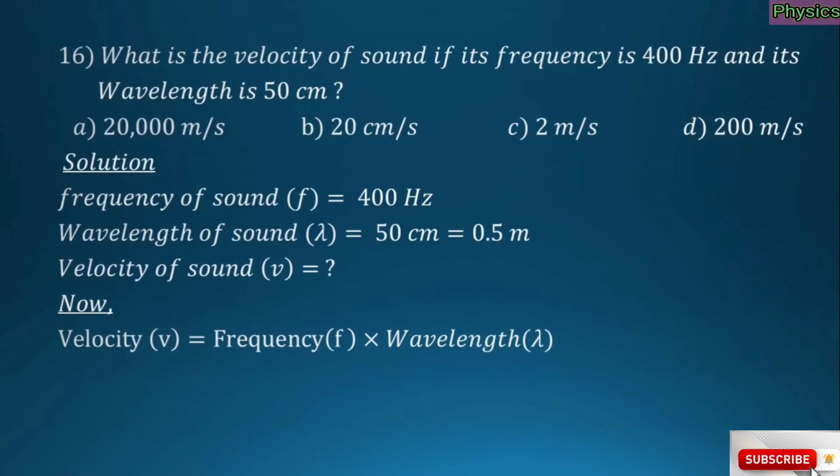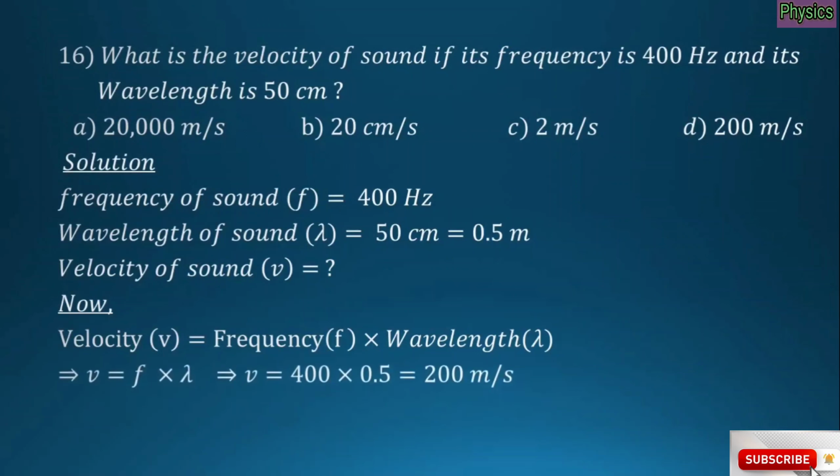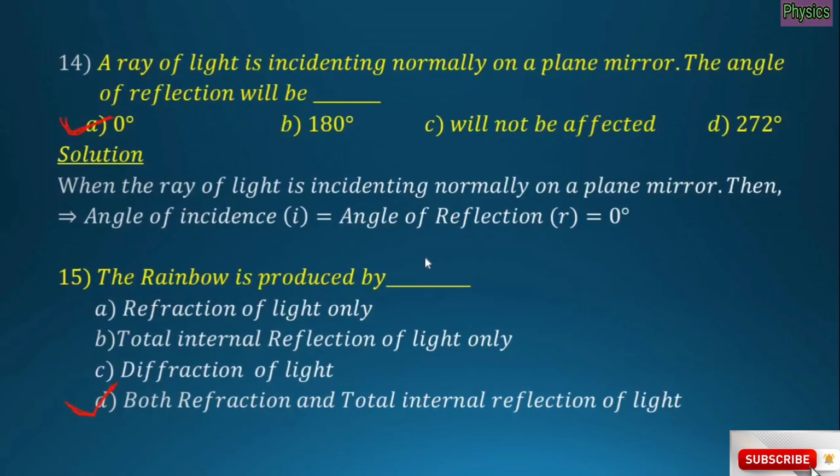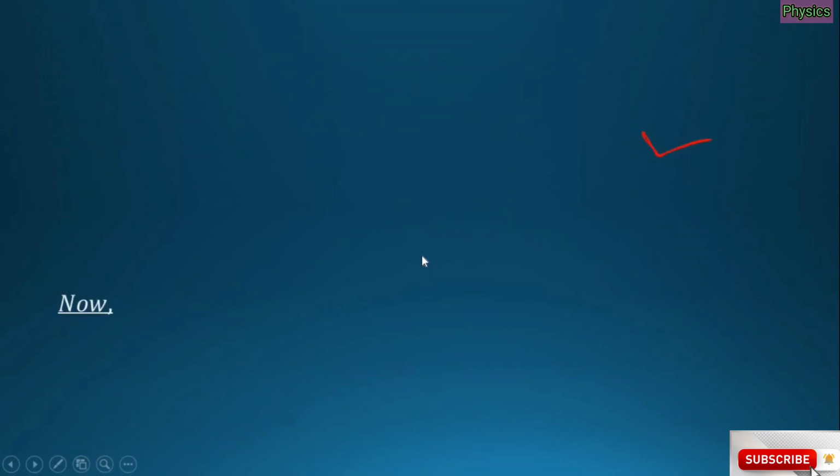In question number 16 we have: what is the velocity of sound if its frequency is 400 Hz and its wavelength is 50 cm? You have to simply remember the formula: velocity equals frequency into wavelength, that is f into lambda. Then you have to substitute the values: frequency equals 400 Hz and lambda equals 0.5 meter, then you will get 200 meters per second. Option D is the answer.